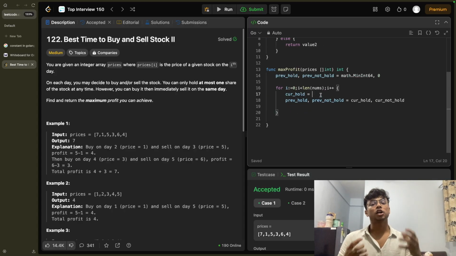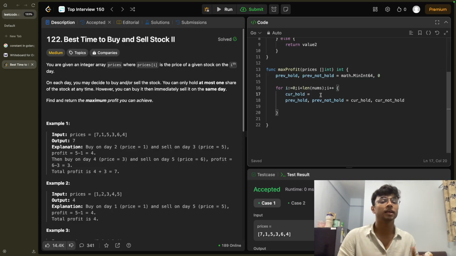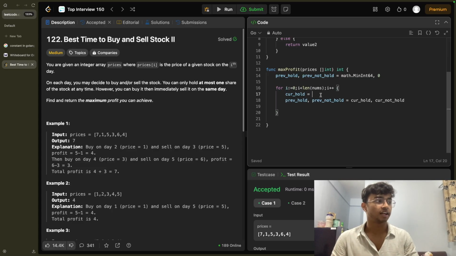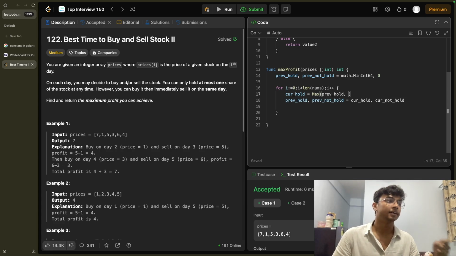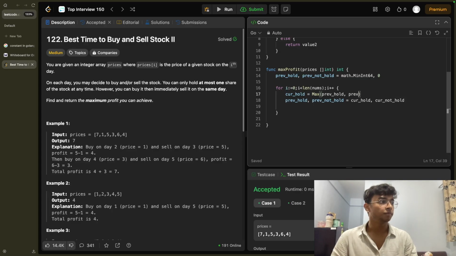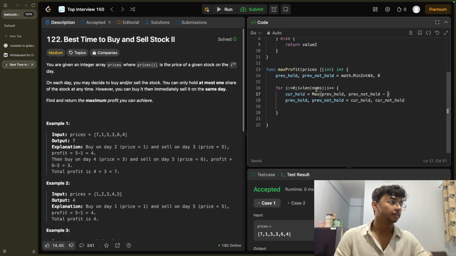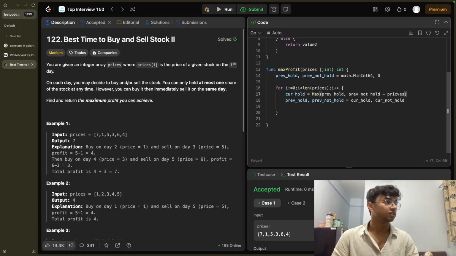And when we are in the current hold state, if we want to see whether we want to be in the current hold state or not, we are just going to check what is the maximum value among our previous hold state and the value if we buy at the current state. So if we end up buying in this particular state, we are actually subtracting it from the profit. So we will be in the previous not hold state, and we are going to subtract our profit, which is, again, it's not nums, it's prices, and we are going to subtract our prices of i.